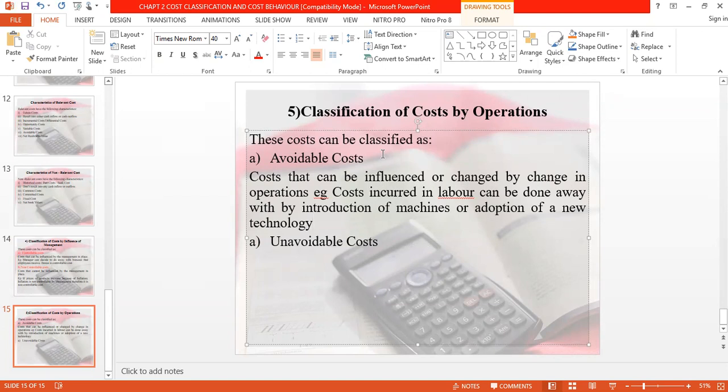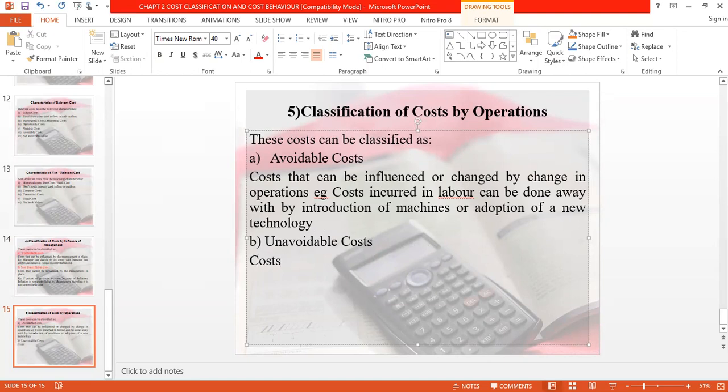For example, if you work in a bank, the work of a teller can be replaced by use of a machine, or by internet banking or mobile banking. It can do away with the work that tellers in a bank do. So in that case, we can say the teller costs are avoidable costs.